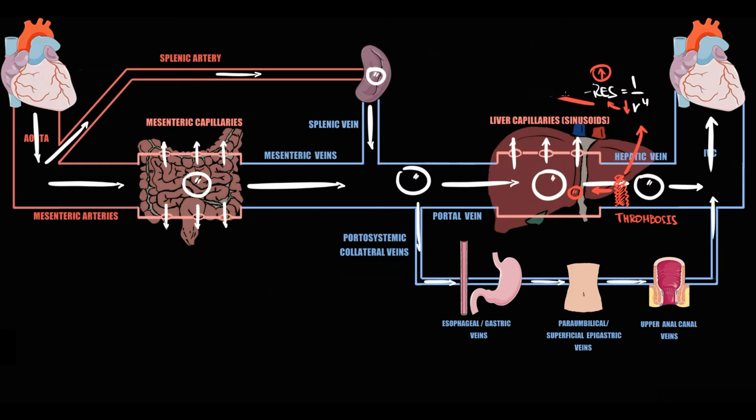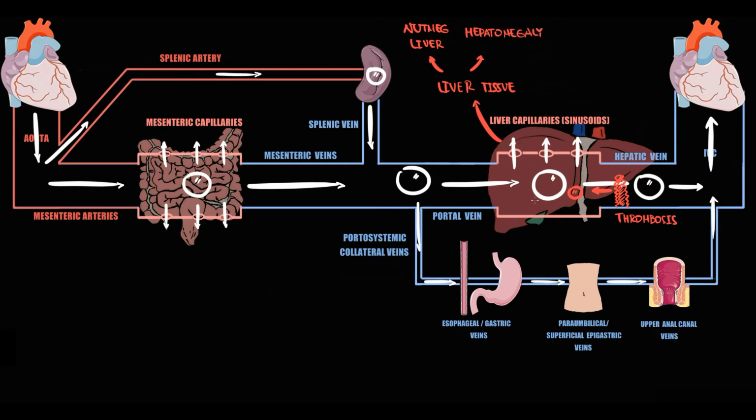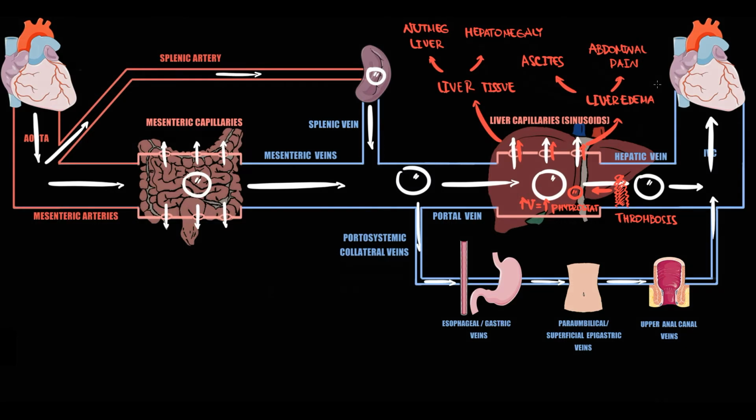Initially, blood begins to accumulate in liver sinusoids. First of all, it will affect liver tissue and cause so-called nutmeg liver and hepatomegaly. In addition to this, an increase in volume of fluid inside the liver sinusoids causes an increase in hydrostatic pressure, and the increase in hydrostatic pressure causes edema of the liver tissue that manifests with ascites and abdominal pain. To explain how all these symptoms develop, let's take a closer look at fluid exchange inside the liver tissue.